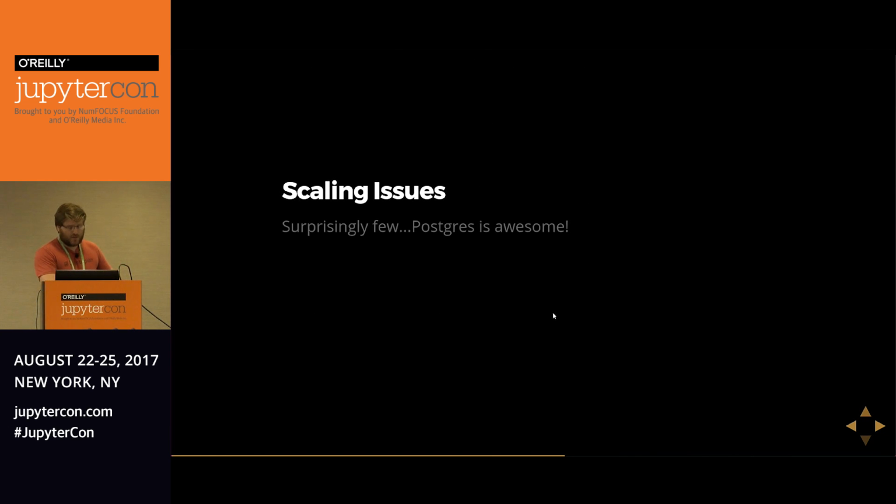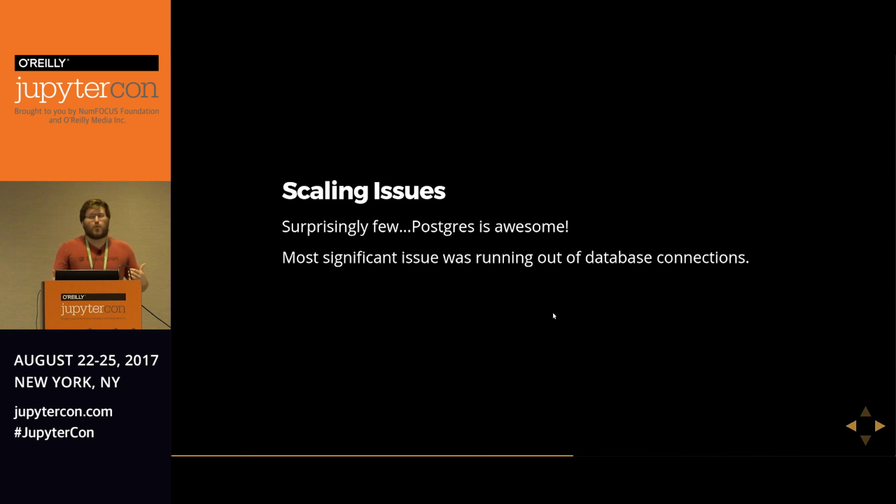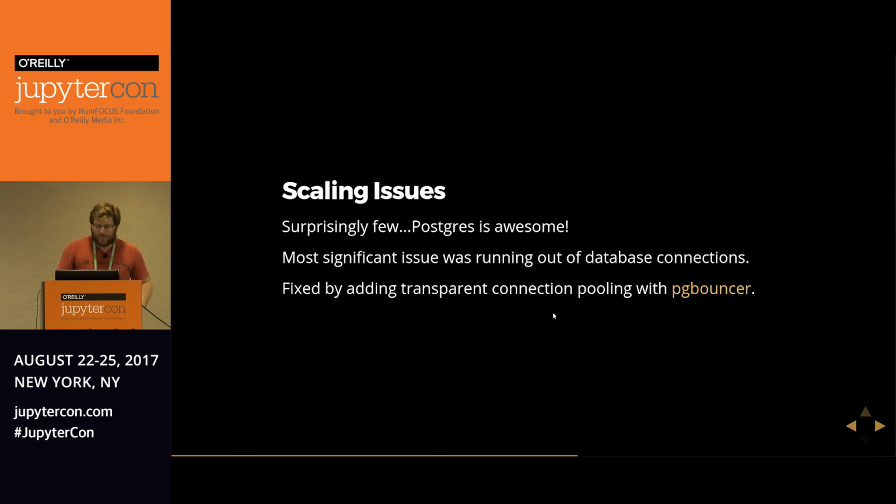So, some scaling issues. There actually have been surprisingly few. I've been generally very impressed with Postgres' ability to handle this workload. The most significant issue we ran into was running out of database connections. Each open connection to a Postgres database consumes some RAM in the database, and if you have hundreds or thousands of those open at a given time, the database starts to complain. There's already really good, robust tooling for this. PgBouncer lets you transparently pool connections because they're generally not all in use at once. Basically, notebook clients connect to PgBouncer, which maintains a pool of connections, and then it muxes all the different connections back and forth to the actual database.